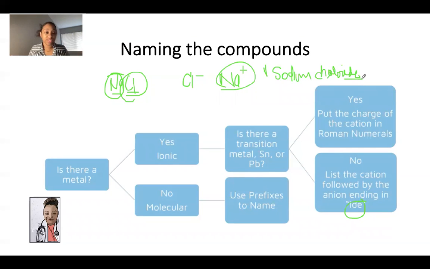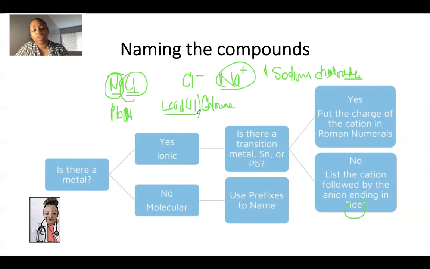And if we were to have a transition metal, like Pb with Cl, we have to put lead, and then Roman numerals, and then the last element with the "ide" ending. That's the only difference.